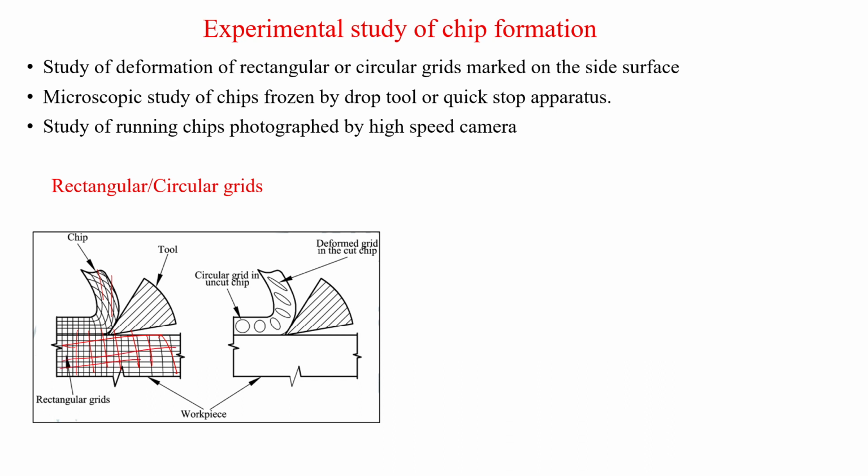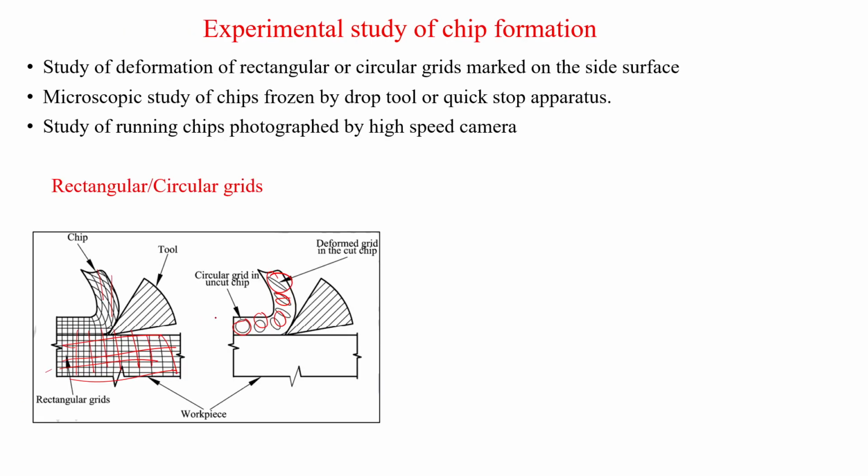Rectangular grids, but here you have the circular grid. So you can see the difference in the grid. This difference in the grid suggests the strains which are developed in the chip. By studying this deformation in the grid, we can study the strain which is developed in the chip.